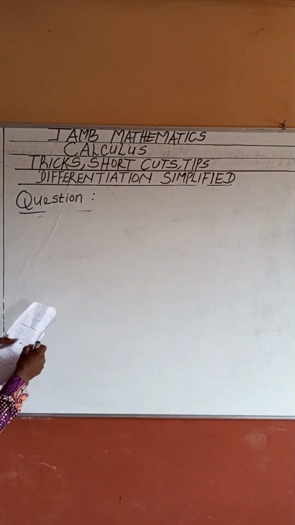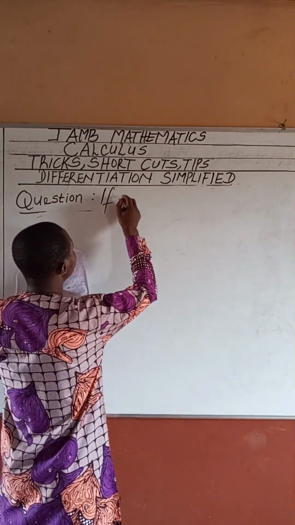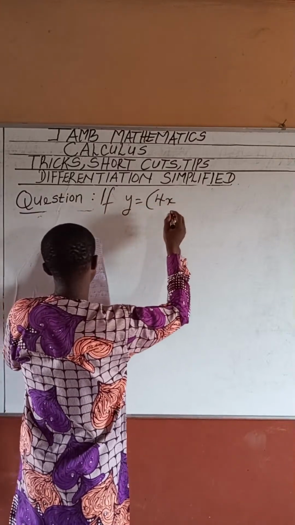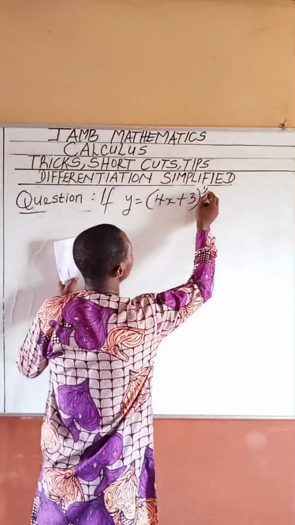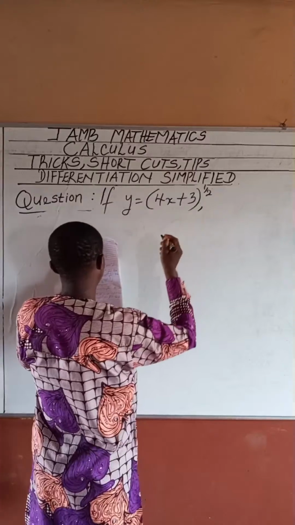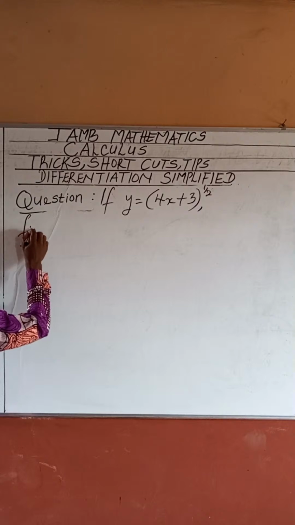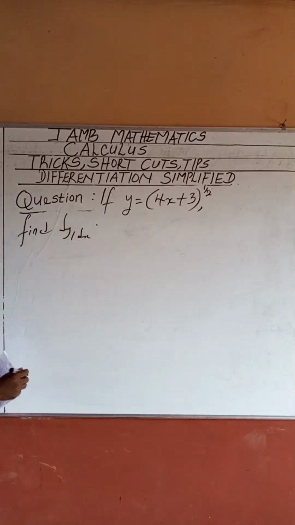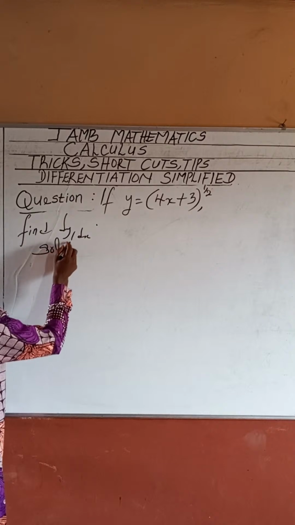Look at this question. Sometimes it comes in: if y is equal to, open bracket, 4x plus 3, to the power half. It's to the power half, okay? Something like this, comma, find dy dx. Find dy dx. So this is another way the question can come. Okay, this is another form you can get your question.